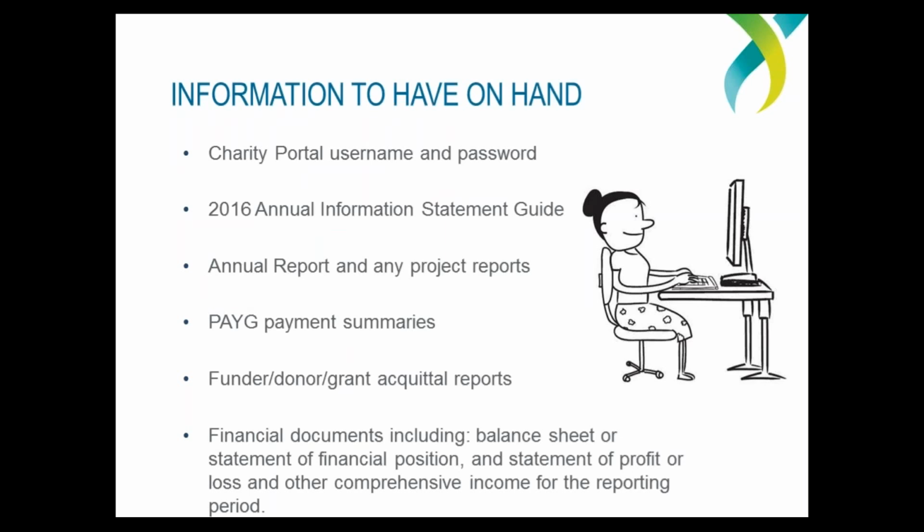So at this point you're logged into the charity portal and you're about to hit that Submit Annual Information Statement button. But before you do so, it might be a good idea just to take a moment and check that you have at hand all the information you need to fill out the AIS quickly, easily and accurately. So to get this far, you've already got your charity username and password, so that's great. That's the first thing you'll need sorted.